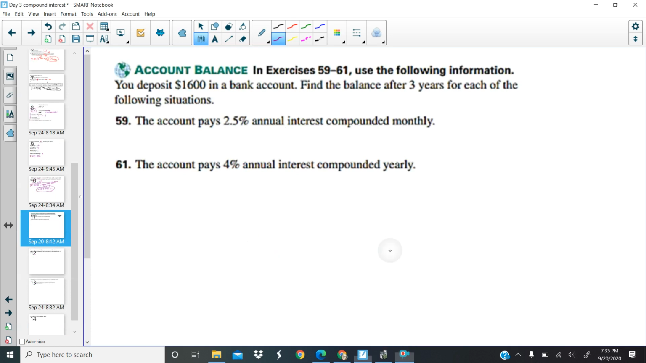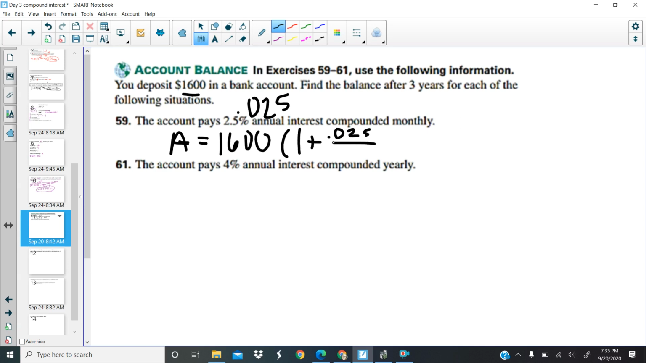Okay, I know this is getting long, so bear with me for just 3 more examples. So on my next one, it has you deposit $1,600 in a bank account, find the balance after 3 years for each of the following situations. So we're going to have A equals the initial amount, which it tells us is $1,600, times 1 plus the rate. So the rate of 2.5 in decimal form is going to be 0.025. And then divided by n, it says compounded monthly, so n is going to be 12. Raised to the 12 times after 3 years, so 12 times 3.